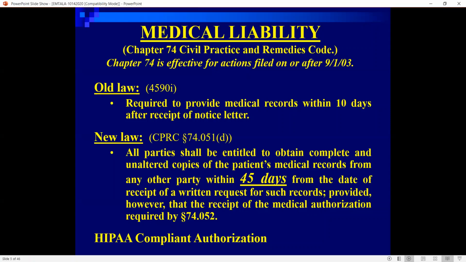that a HIPAA compliant authorization was received, or a medical authorization that is outlined under section 74.052 of Chapter 74, which is akin to a HIPAA compliant authorization, but it does have additional requirements. And most often you will see a claimant, if they're represented by a lawyer that is familiar with this law, simply send the 74.052 authorization, because it covers a lot more bases than just the traditional HIPAA compliant authorization. Next slide, please.